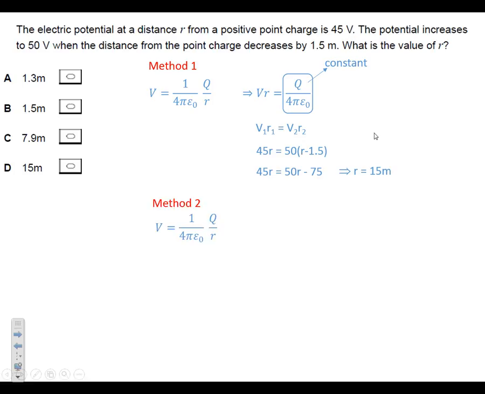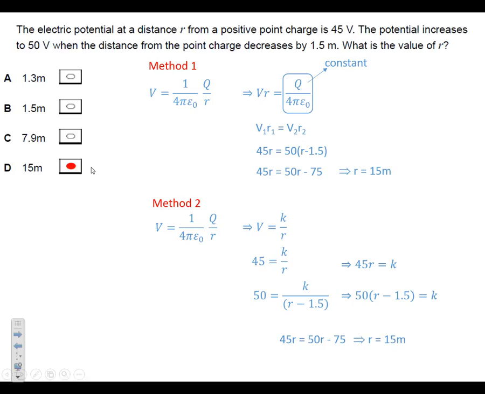Method 2. Same starting point here, but what we're going to do now, we notice all of this is constant, so we're just going to write it as V is equal to a constant times 1 over R, so it comes out as this. And then we substitute in, so we've got 45 is whatever the constant is divided by R, and we can solve it for K. And then we put in the other one, so we've got 50 volts at this distance. Again, solve for K, and we get this. Because they're equal to the same constant, we can just equate the two and solve for R, and it comes out as 15 meters. Is answer D in this case.